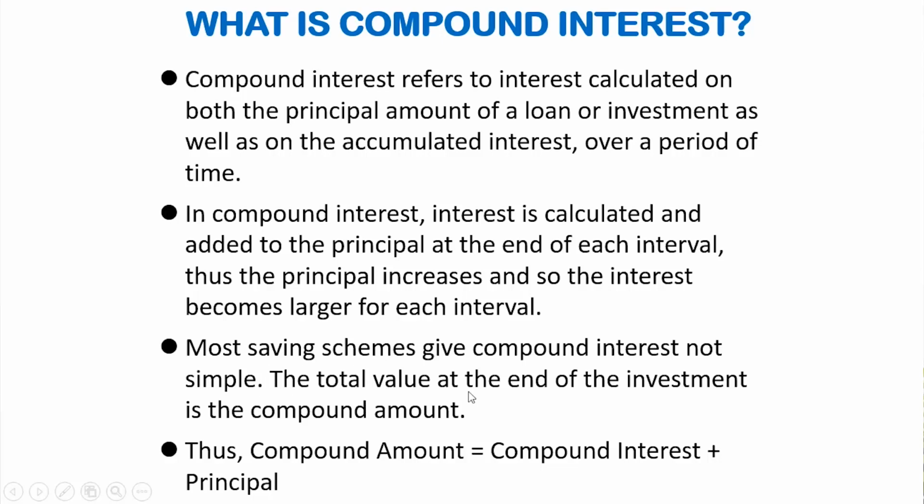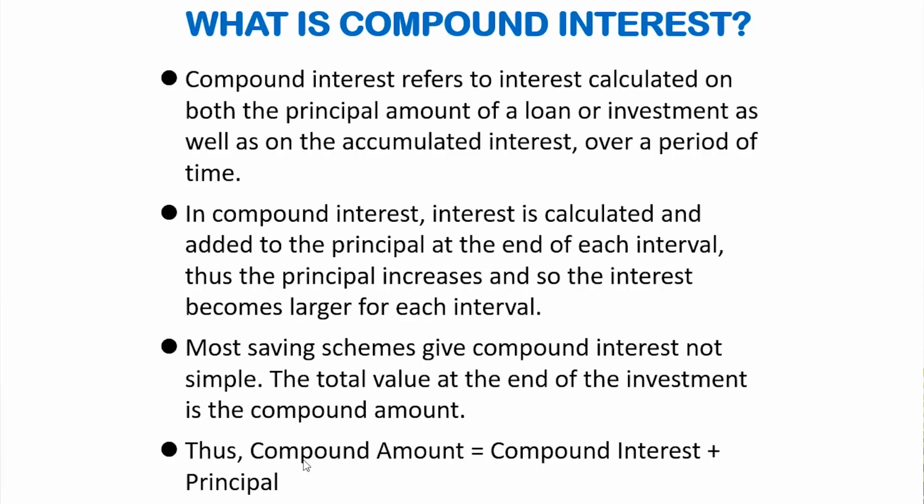So the total value at the end of the investment is the what? Compound amount. So what you get at the end of that investment is what we call the compound amount. There is a formula here. Compound amount is equal to compound interest plus principal amount.